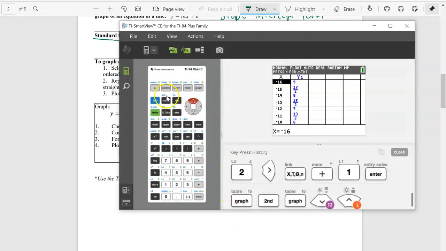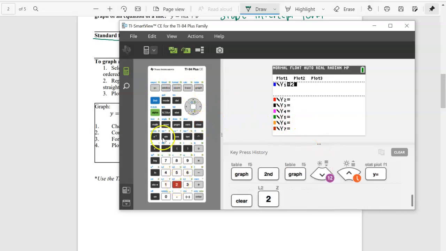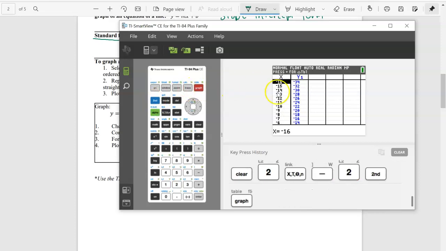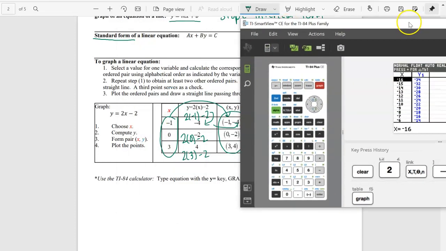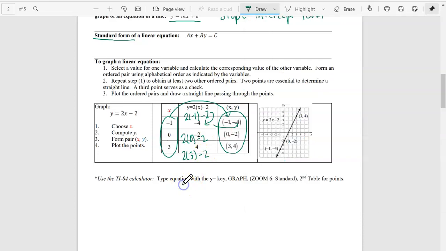Go back to my graphing calculator. I'm going to hit y equals. I'm going to hit clear because I don't want that there. I'm going to type in 2x minus 2. And then I'm going to hit second graph. And I've gone all the way to -16. But I want to see if -1, -4 is on there, just to make sure I'm okay. So -1, -4. Sure enough, what about 0, -2, which is this point, and then 3, 4, all there. So we did good with that.